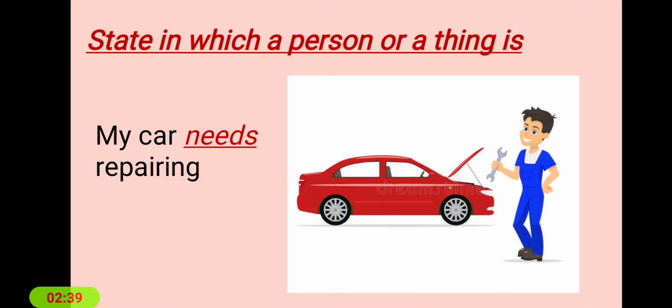Verb also shows a state in which a person or a thing is, like my car needs repairing. So needs is a verb here which is showing a state of car, that a car needs repairing. Or I know everything in English. So know is the state of your knowledge, that you know the subject of English. So know is a verb.